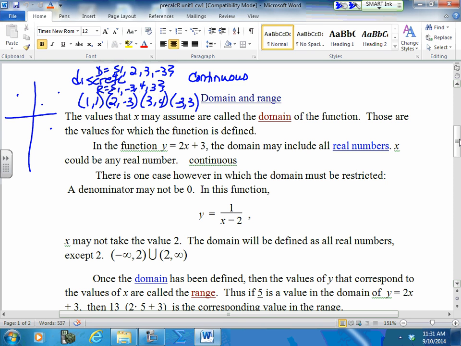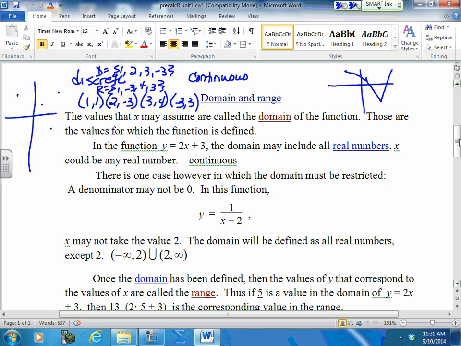A continuous set will have the same points like this. They'll have these points, but they'll be connected. That's continuous. That means in between each one of those points are an infinite amount of points. It's continuous.